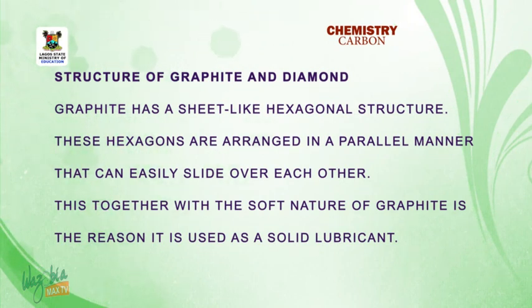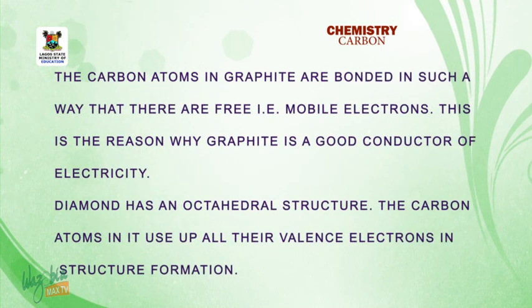Graphite has a sheet-like hexagonal structure. These hexagons are arranged in sheets that are parallel to one another and can easily slide over each other. This property, together with the soft nature of graphite, is the reason why graphite is used as a solid lubricant. The carbon atoms in graphite are bonded in such a way that there are free, that is, mobile electrons. This is the reason why graphite is a good conductor of electricity.